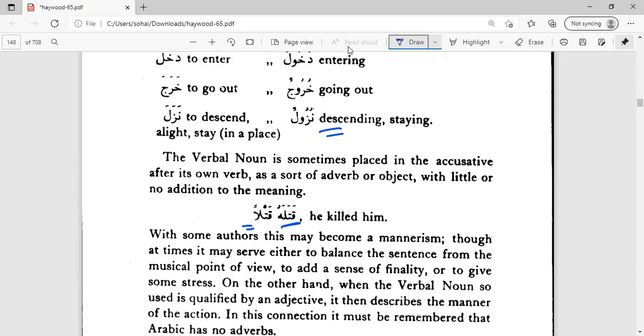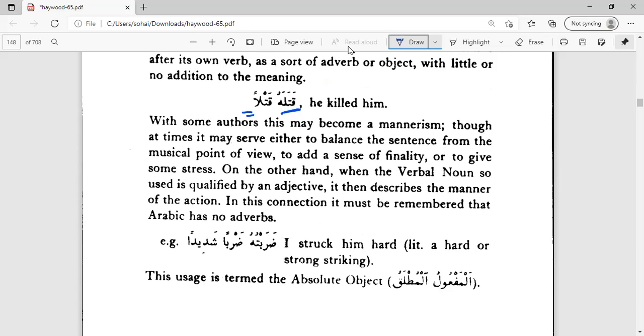So why do we do that? It's normally for emphasis, right? Qatalahu qatlan, we show that he killed him. Or here, darabtuhu darban shadidan. So here it is for emphasis, emphasizing the act of hitting. Darabtuhu, I hit him, darban shadidan, to emphasize it was a hard strike or a strong strike.